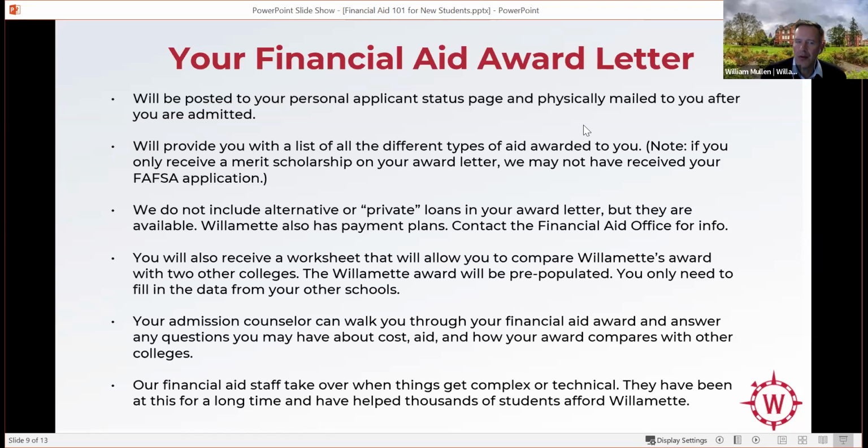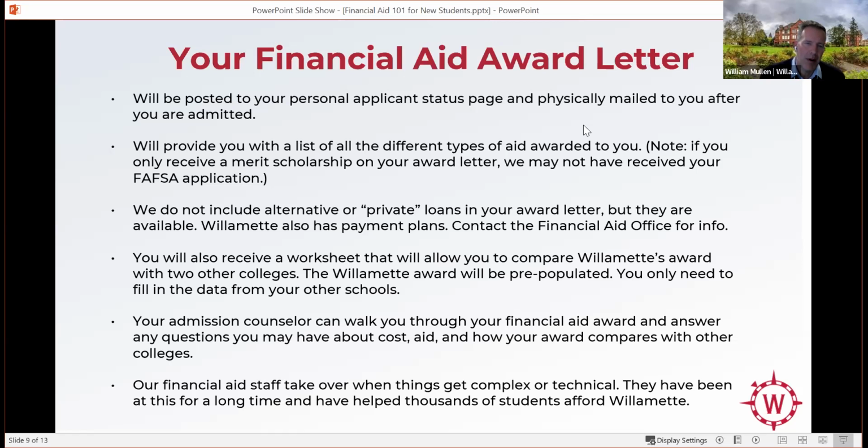If you only have a merit scholarship on your award letter and nothing else, that may suggest that we have not received your FAFSA application. So if you have applied for the FAFSA, and all of a sudden you get your award letter and it only has the merit scholarship on it, we probably don't have it. So you may want to check in with financial aid or the admissions department and see if we have received it.